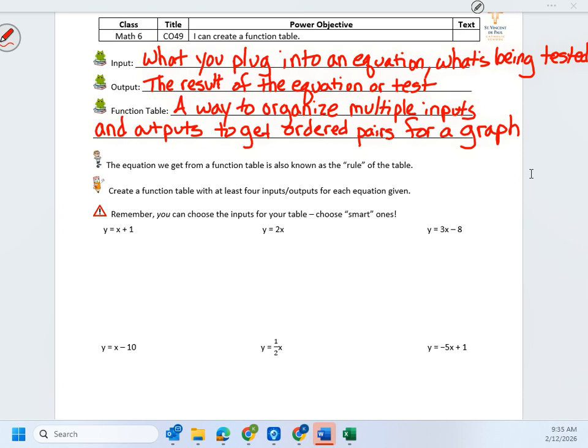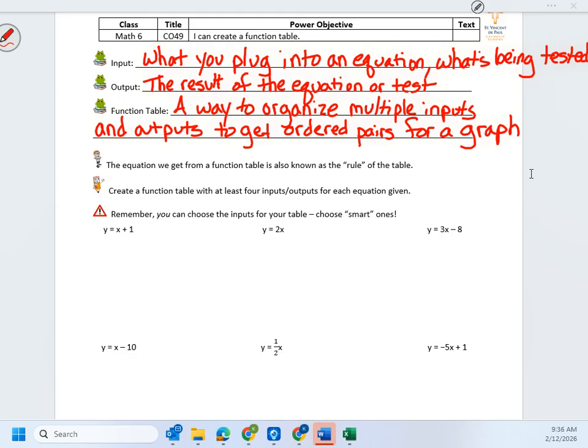So the equation we get from a function table is known as the rule for the table. Okay, so that equation is the rule. When we're taking our math test, it might say, what is the rule for this function table? So we have to learn how to figure out what operations are happening. How is it increasing or decreasing? We're going to create a function table with at least 4 inputs, outputs for each equation given.